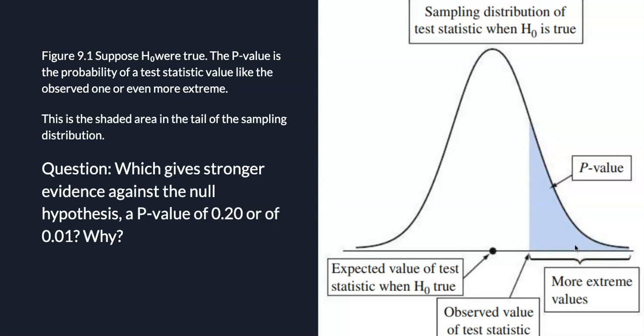So here's a question. Which gives stronger evidence against the null hypothesis? A p-value of 0.20 or a p-value of 0.01? Now remember, the smaller the p-value, the stronger the evidence. Because what we are saying is the chance of this happening by just chance is so small, it must be statistically significant. So we want the p-value to be small to have strong evidence against the null hypothesis.